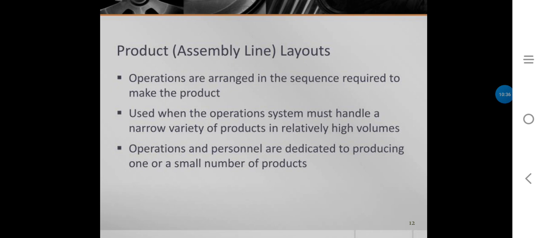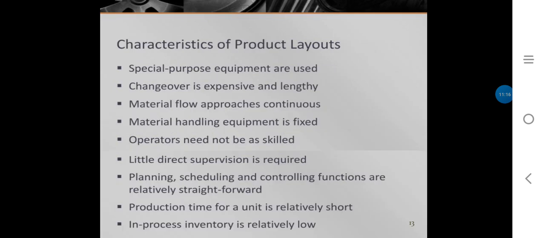The major difference between the process and the product layout is that the process layout basically focuses on low volume and high variety products, but the product layout focuses on high volume and low variety products. Process layout focuses on low volume and high variety. Product layout focuses on high volume and low variety. The best examples are automobile assembly and beverage bottling plants, that means Coca-Cola, Pepsi plants.